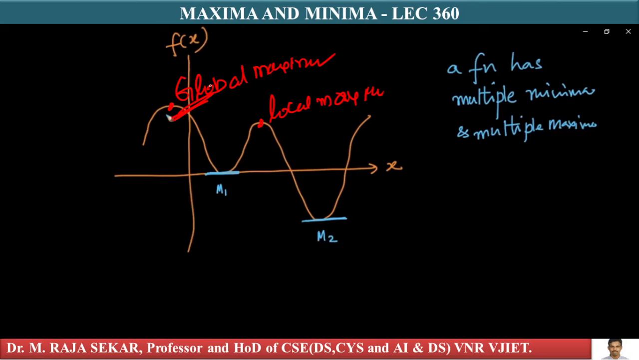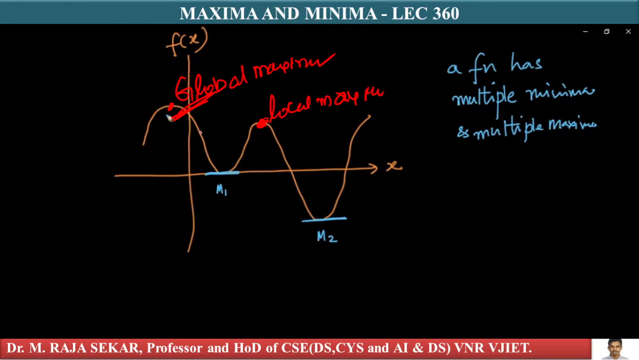Anything that is not a global minima is called local minima because in its neighborhood it is the smallest value, isn't it? In the neighborhood, if it's the largest value, then it is called local maxima, isn't it? This point is local maxima. So we have seen a simple example here to find minima.